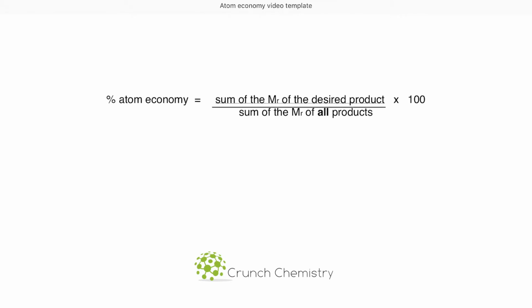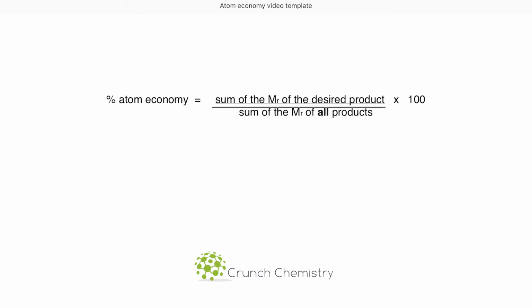Atom economy, or percentage atom economy, is simply one way of measuring how green a chemical reaction is, because it allows us to calculate how many atoms are wasted during a reaction. They're wasted because they haven't turned up in the desired product. The formula is very straightforward, as you can see here.